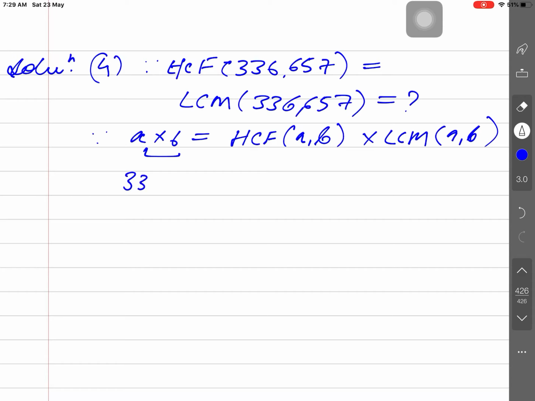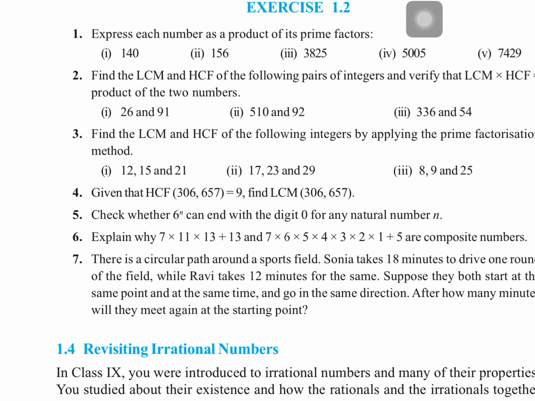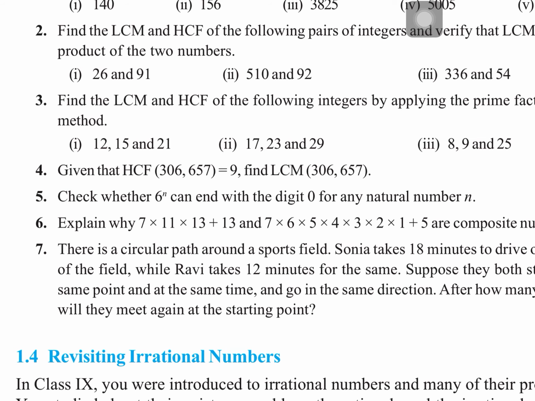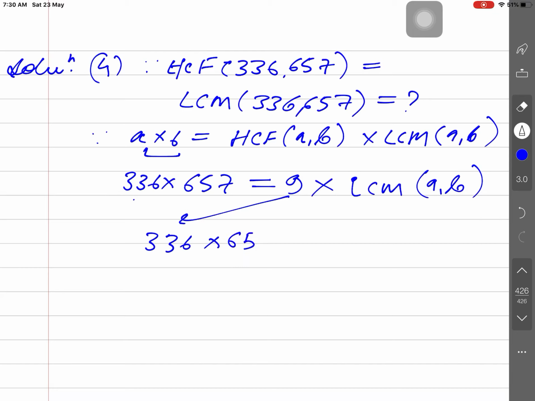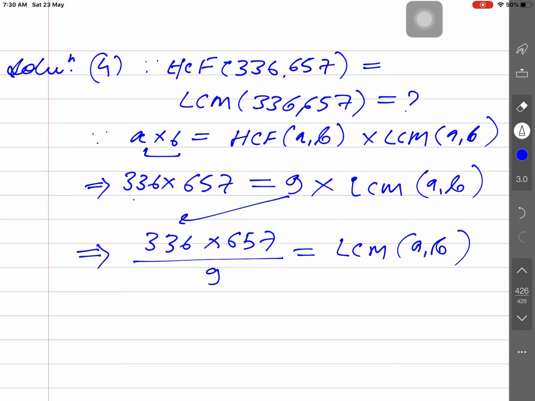Here you will write 336 and here you will write 657, equal to HCF, which is given. What is the HCF given there? Yes, it's 9. Write down 9 into LCM of A and B. From this, simply transfer it. So 336 into 657 divided by 9 is equal to LCM of A and B. Can you divide it further? Yes, we can divide it and obtain the answer here. Is that clear?